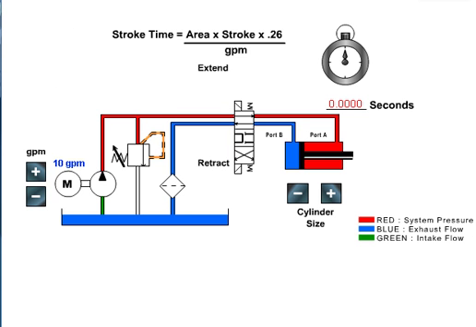In this learning lab, you will learn how flow gives us actuator speed based on a specific pump output and actuator displacement. First, click on Extend or Retract to begin flow. Use arrows to adjust pump size, GPM, and actuator size. Notice the speed of the actuator as the GPM and/or actuator is adjusted.